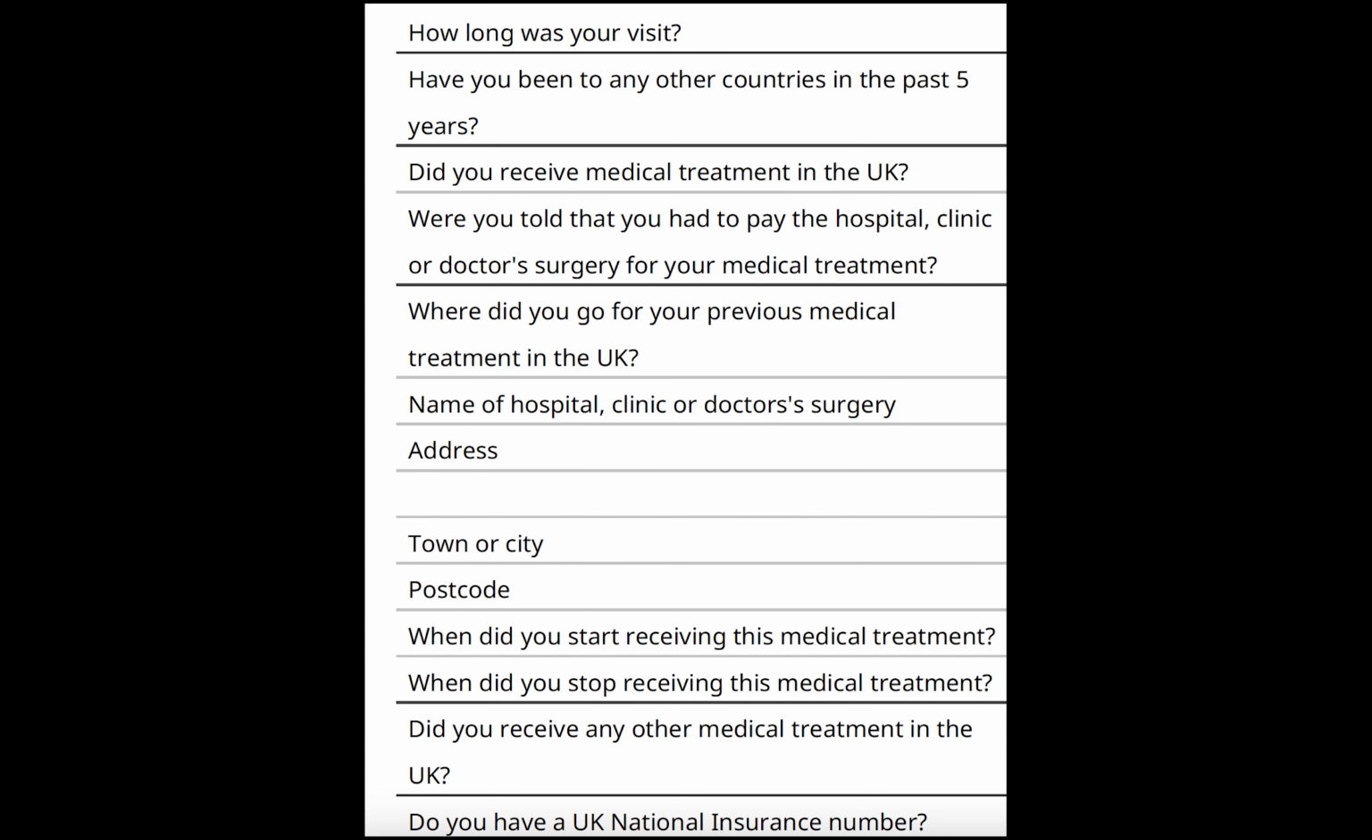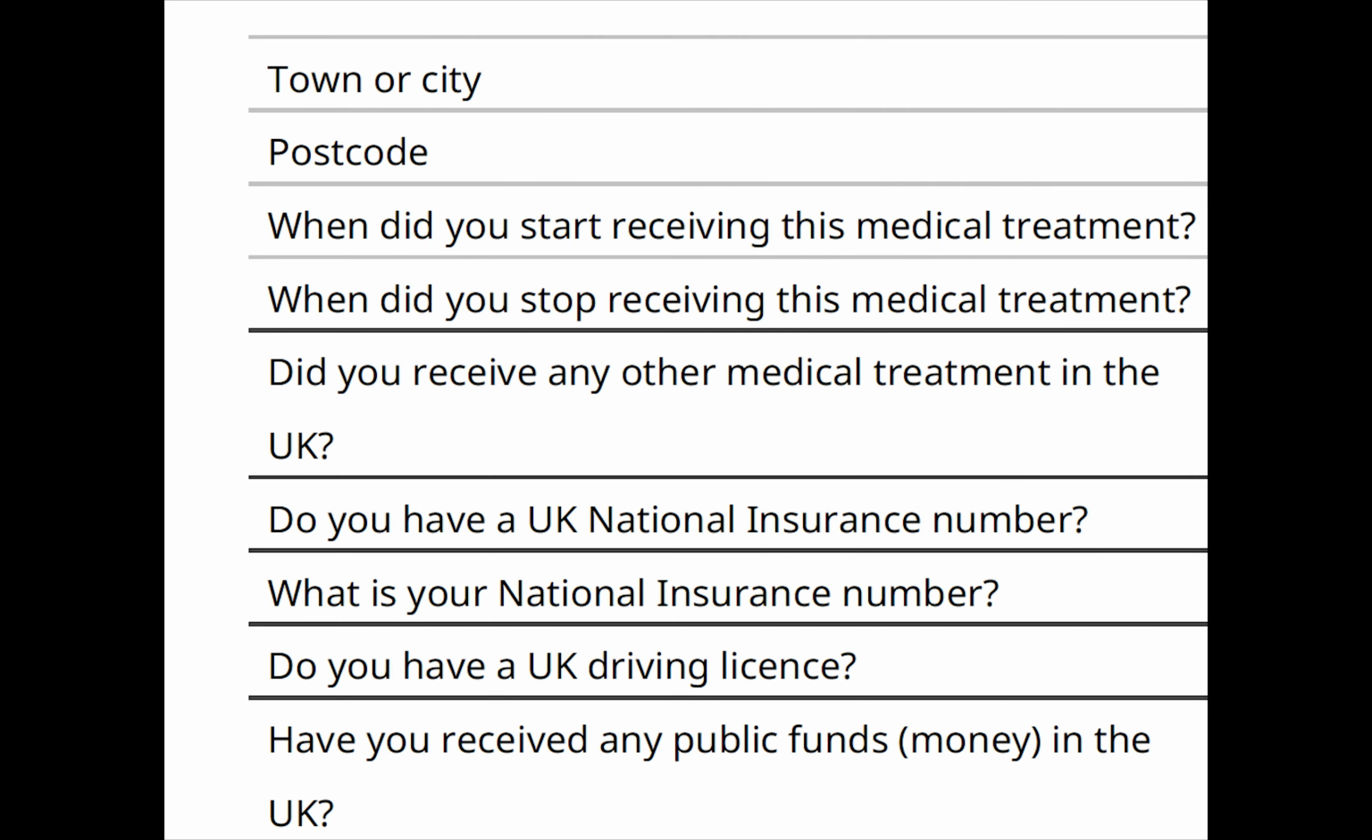the postcode. When did you start receiving the treatment and when did you stop receiving the treatment? So I mentioned the dates. Did you receive any other medical treatment in the UK? No, other than that I did not, so I selected no. Do you have a UK national insurance number? Yes, I did apply for it back in December 2021 and I got it, so I mentioned that as well here. After selecting yes to the question, do you have a UK national insurance number? I mentioned my UK national insurance number.